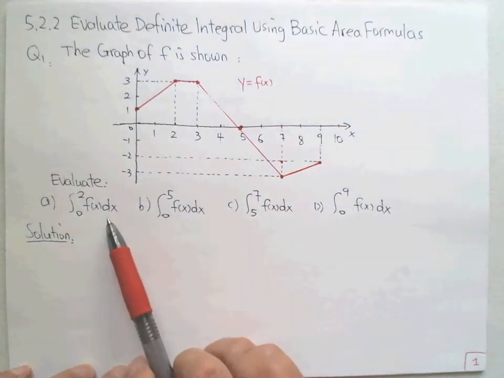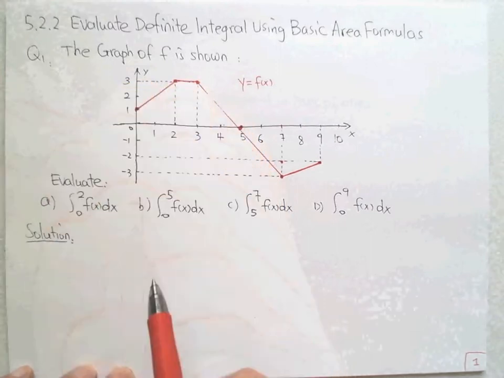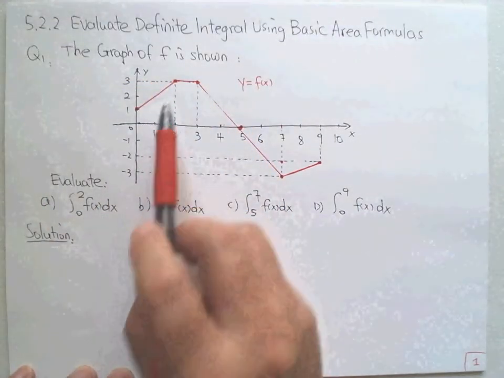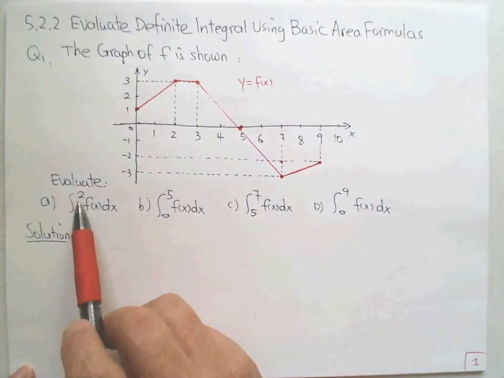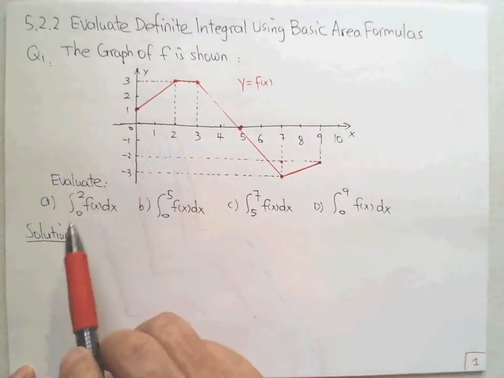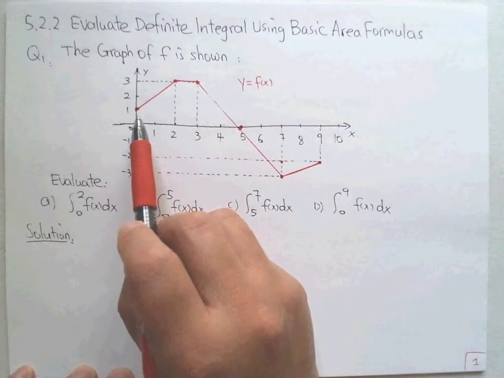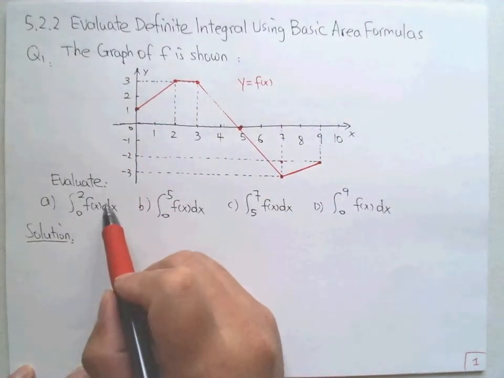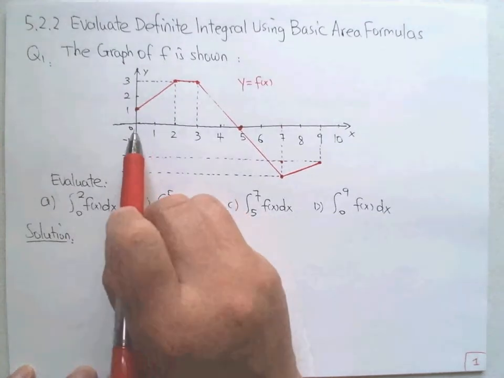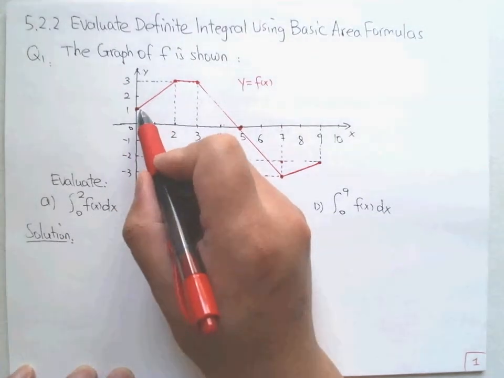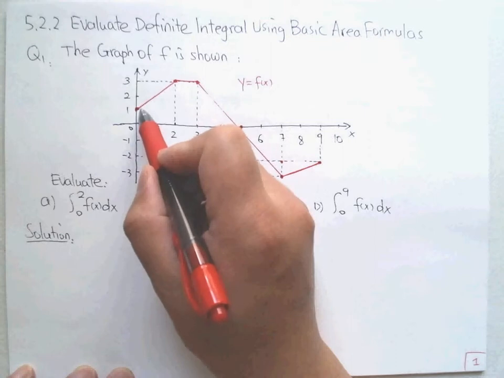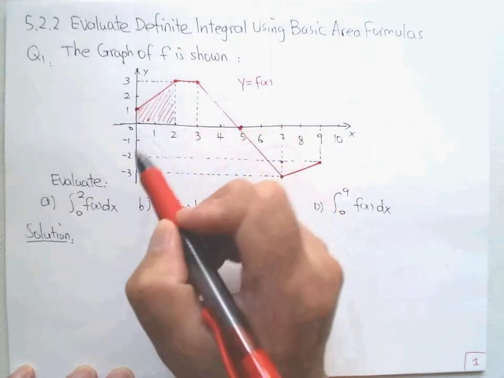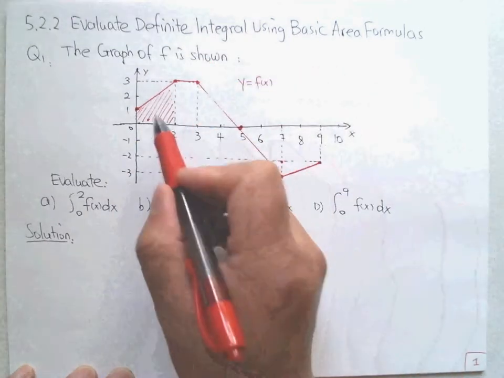The first is to find the area under the curve for the integral from 0 to 2. What does this mean? By definition, this is the area under the curve between 0 and 2. If I highlight, the first one is just here. This is a positive area because it's above the x-axis. This is A.